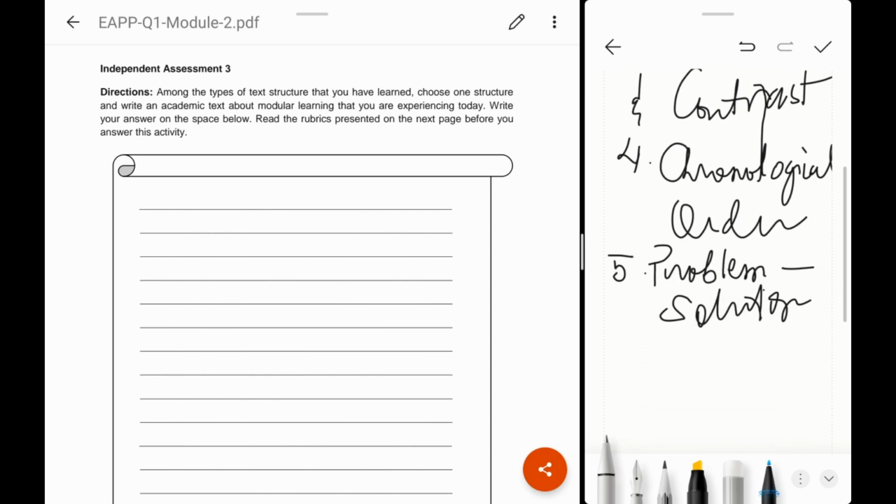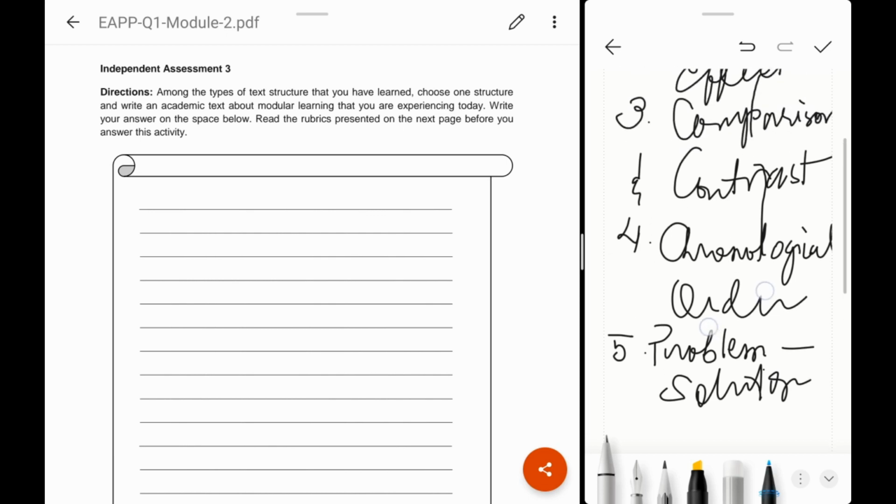Tapos, gawa ka daw ng isang paragraph about modular learning. Diba ngayon ang ginagamit natin, modular learning. Yung iba, online modular learning. Yung iba, modular printed learning. Yung iba naman, modular digital learning. So, gawa ka lang daw ng isang paragraph about your experience, about your karanasan tungkol sa modular learning na to.